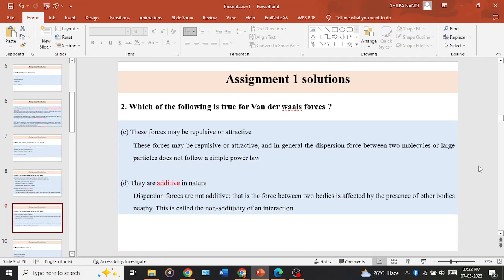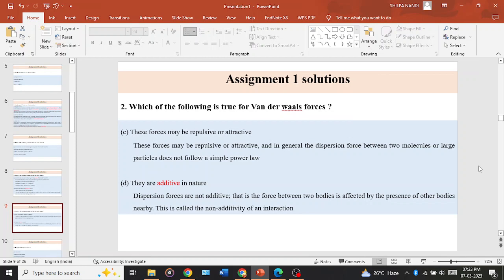So the third option, which was the correct option here, said that these forces may be repulsive or attractive. In general, the dispersion forces between any two molecules or large particles do not follow a simple power law. Hence, it can be either repulsive or attractive in nature.